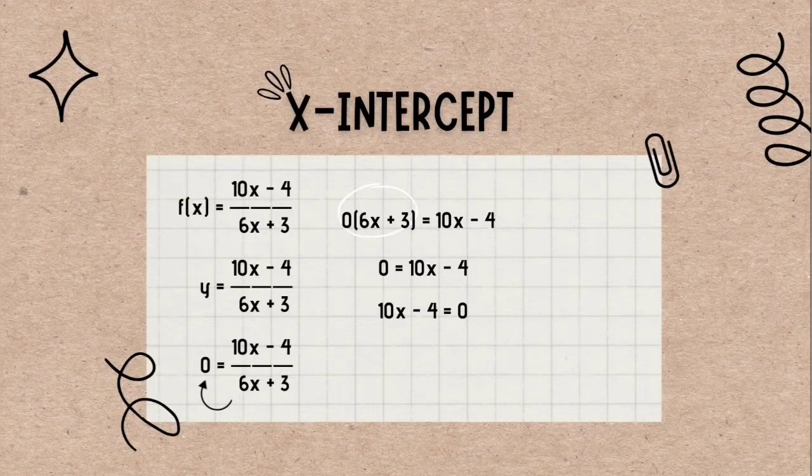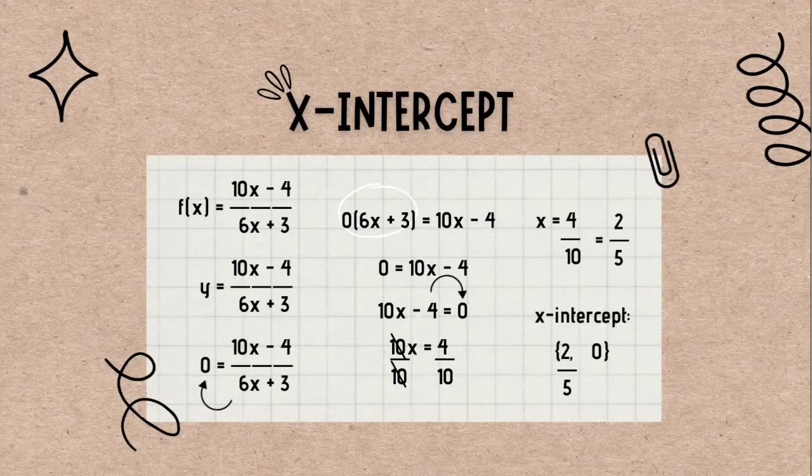So, ayusin na natin. And let's solve for x. 10x minus 4 equals 0. Ilipat natin ang negative 4. So, 10x equals 4. So, i-divide natin. 10x divided by 10. Cancel out. X na lang matitira. 4 divided by 10. So, ayan. X equals 4 over 10. I-simplify pa natin sila. So, x equals 2 over 5.